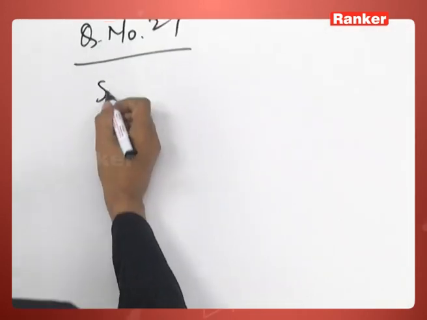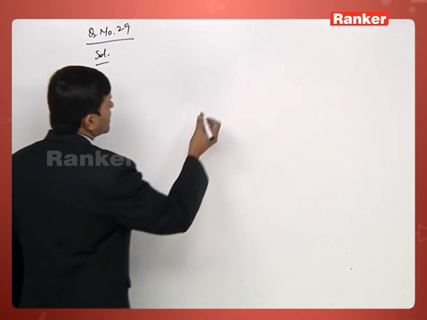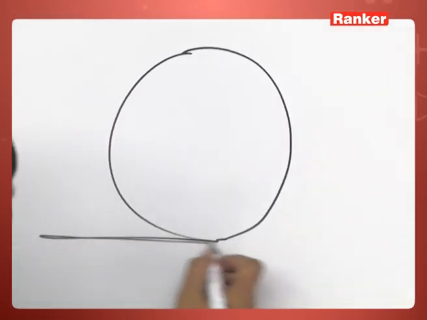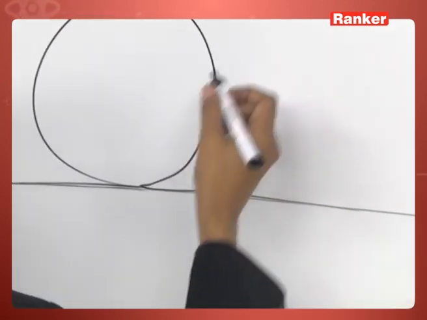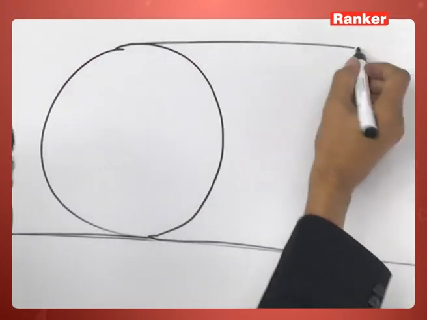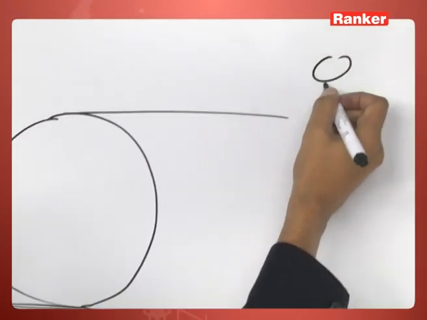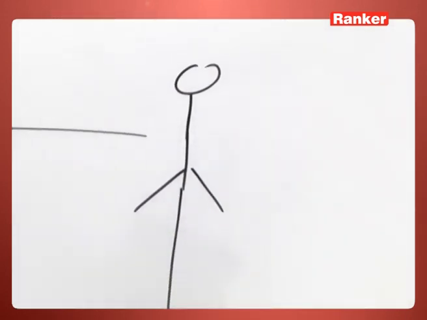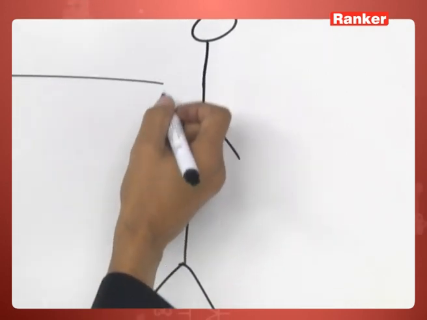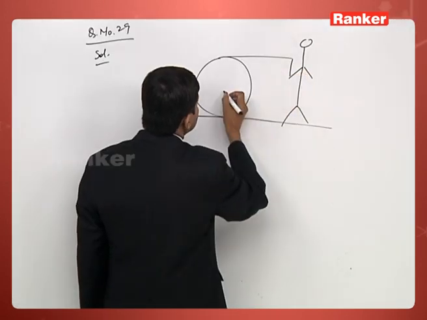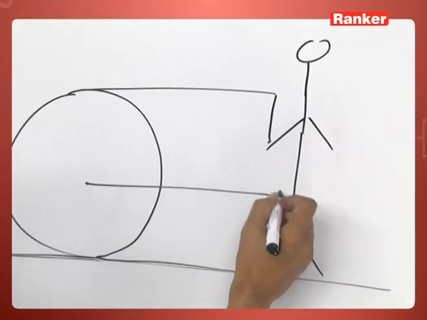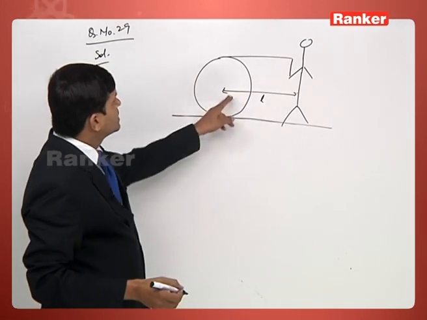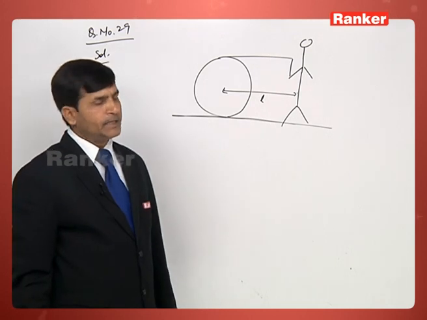So as per the question here, this is the cylinder, and from this end, this is the position of the man. The man is pulling right now. The distance of the man from the center of the cylinder is L.